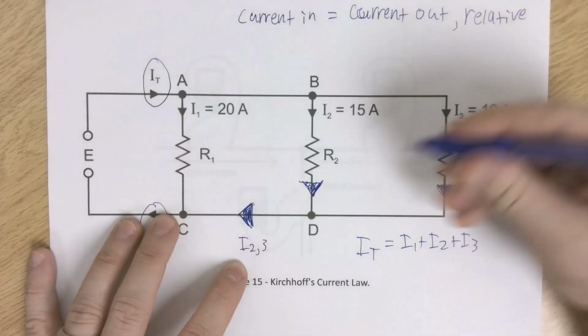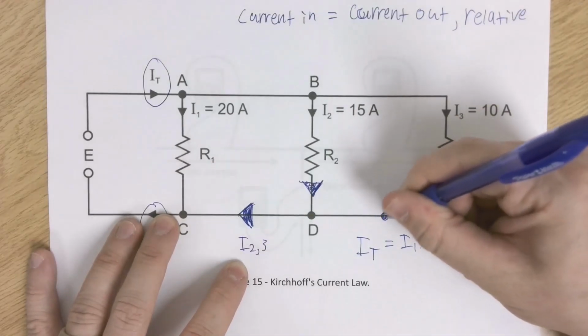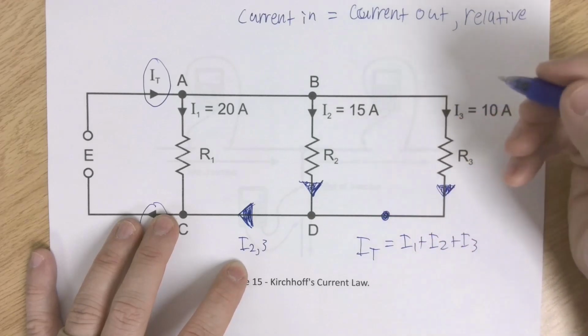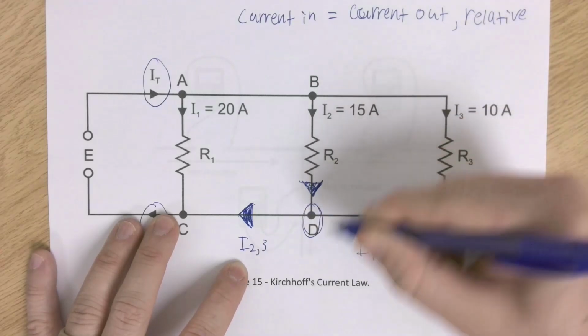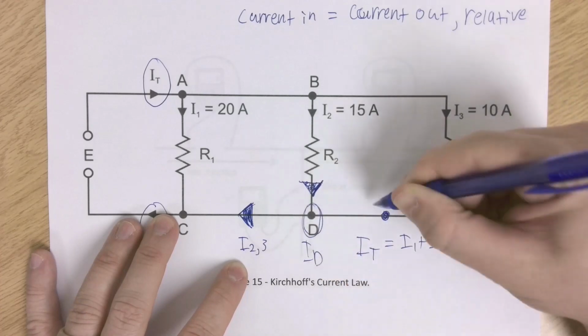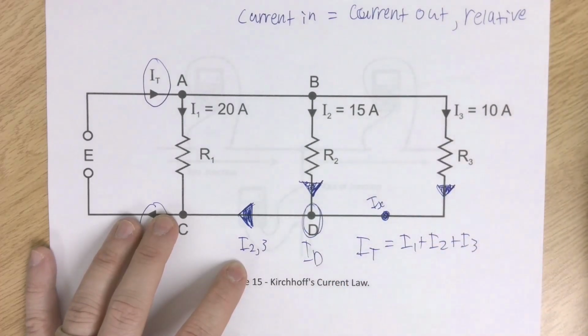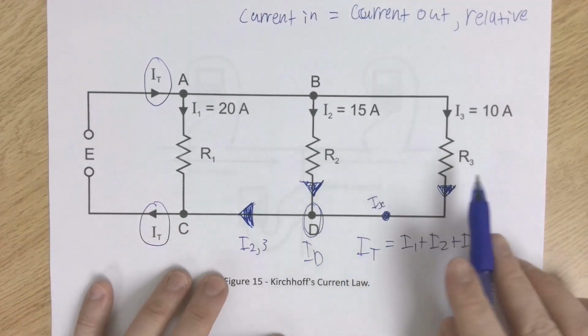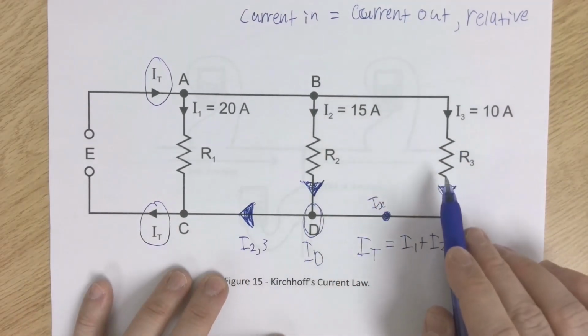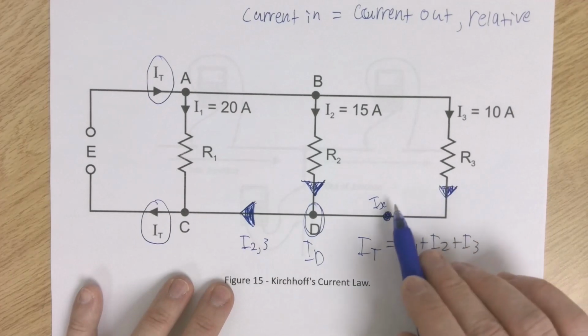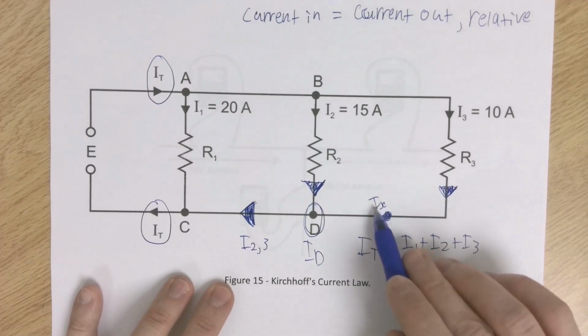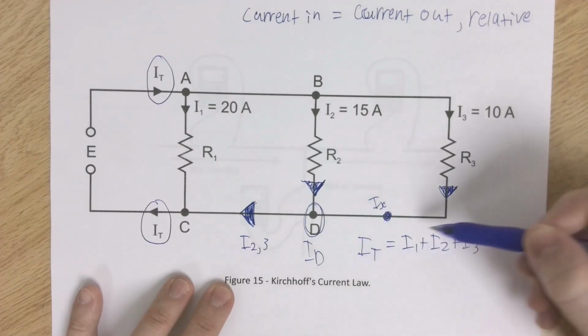The question might pick a spot right here, or a spot right here, if it's asking about I at D, or I at whatever they call it, X. You're going to need to take into account all the branches that may or may not be interacting with the current at that point. So at IX, we only have the current from R3.